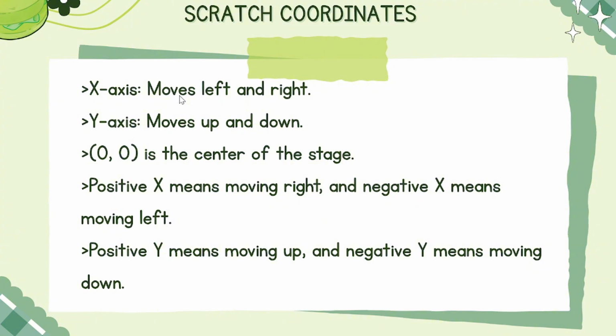When you want your sprite to move from up to down, that's the vertical side of your stage, then you use the Y coordinate. Alright, so where 0 is the center of the stage, the positive X means moving right and the negative X means moving left. The positive Y means moving up and the negative Y means moving down.